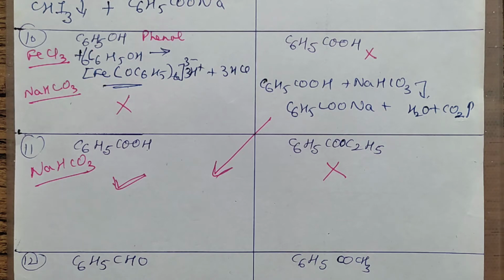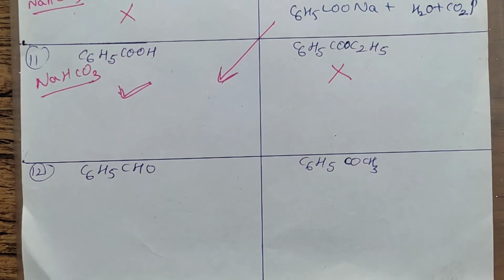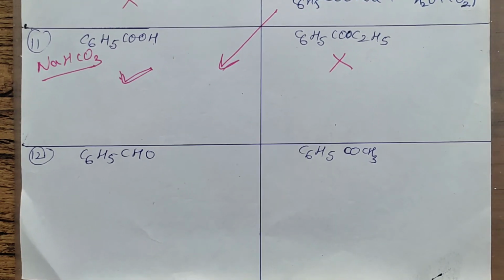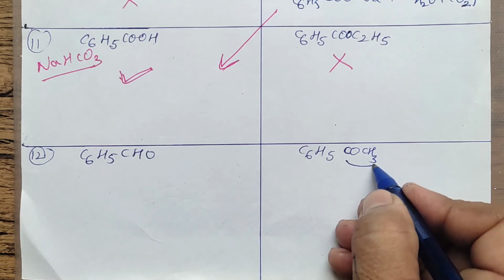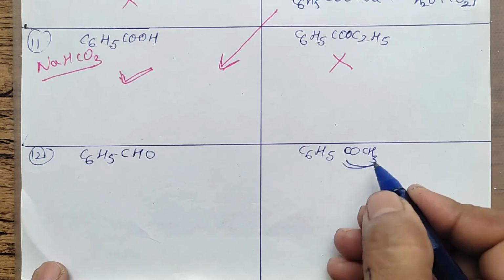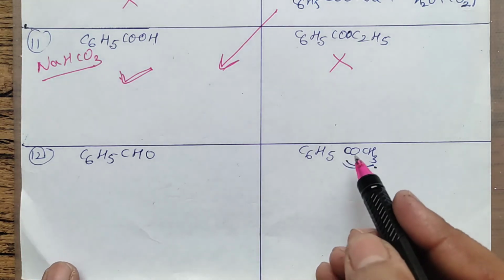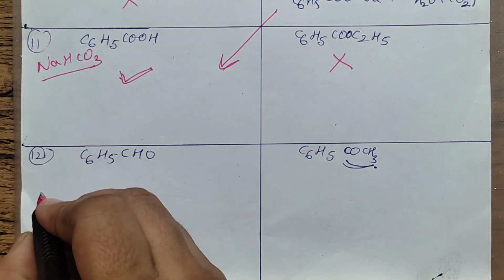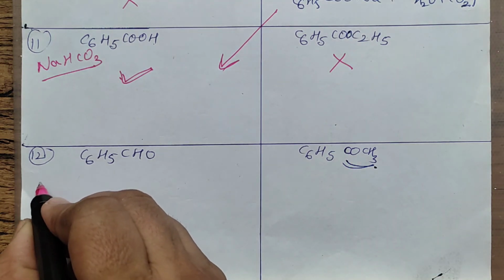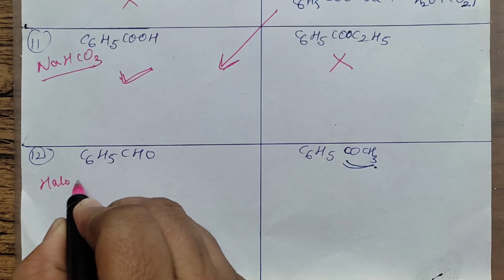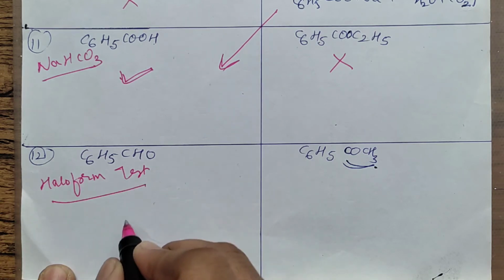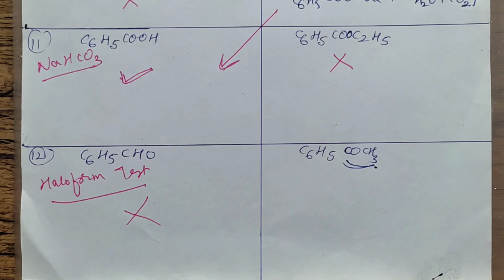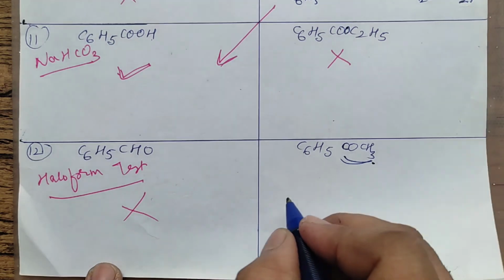So keep those things in your mind. Now, the next: this is benzaldehyde and this is acetophenone. This is a methyl ketone. Whenever you find this CH3CO group in a ketone, you can make use of the haloform test. So this one will not give, whereas acetophenone will give.